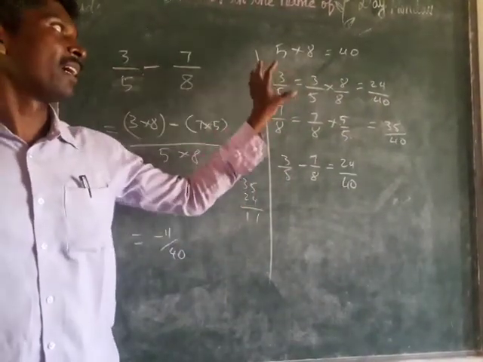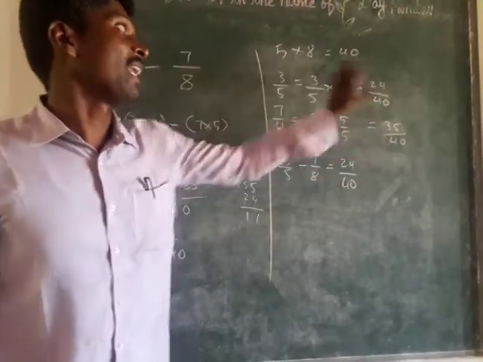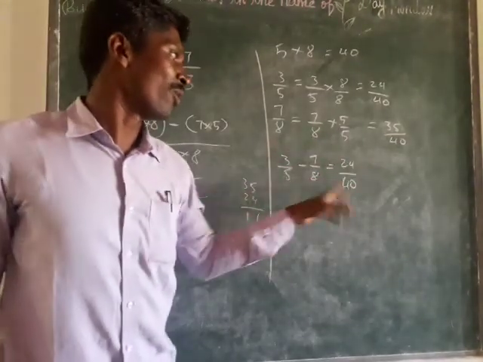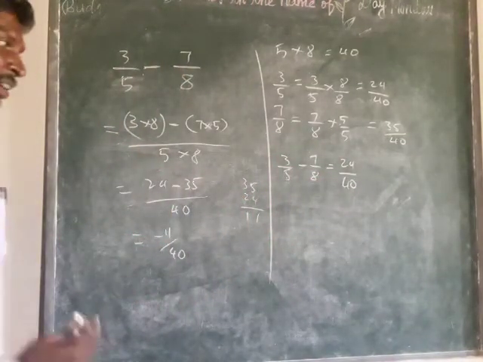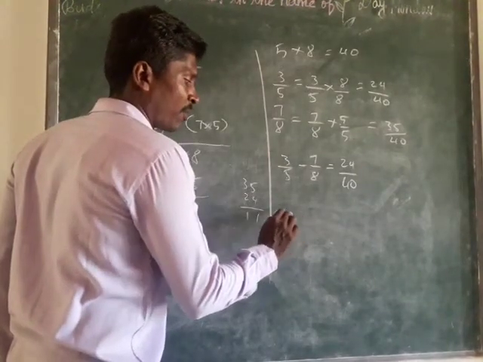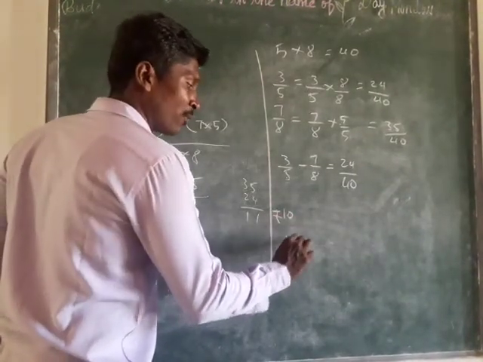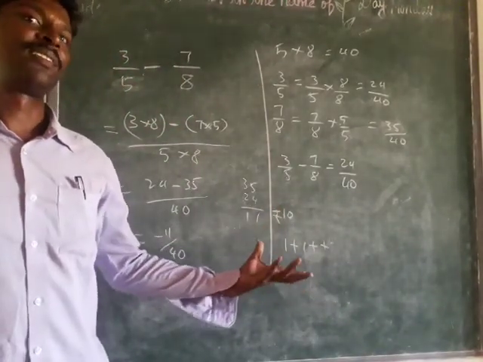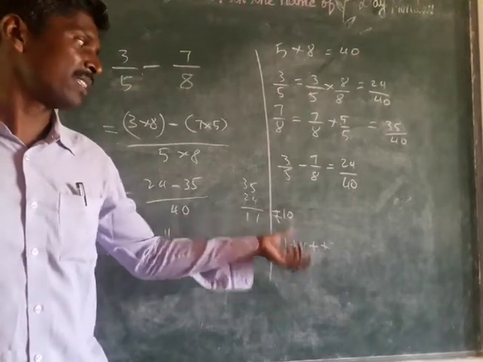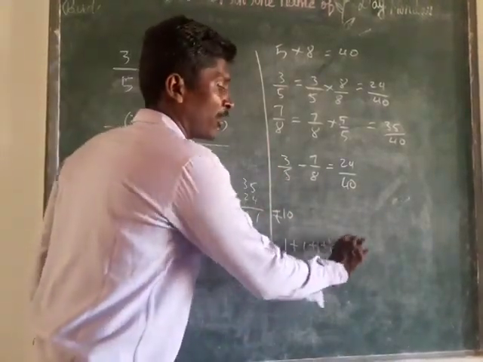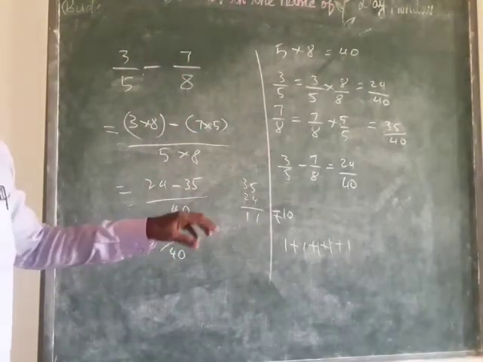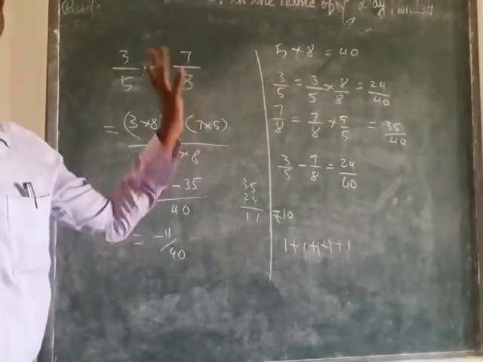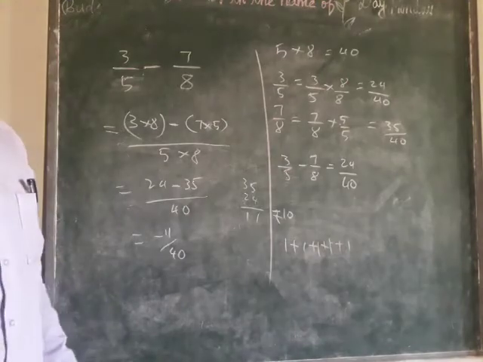3 by 5 and 24 by 40 seem different, but they have equal value. So instead of 3 by 5, you can replace it by 24 by 40. How do they have equal value? For example, we have a 10 rupee note, and then we have ten 1 rupee coins. One is paper, the other is metal, but the value is the same. 10 rupees, ten 1 rupee coins, also 10 rupees only. The values are the same. Like that, here 3 by 5 and here 24 by 40 seem to be different fractions, but they have equal value. So they are like fractions.